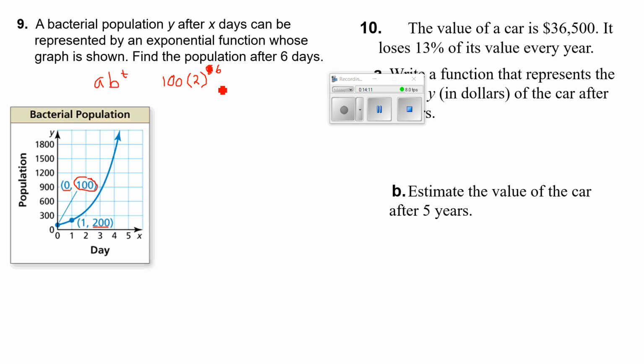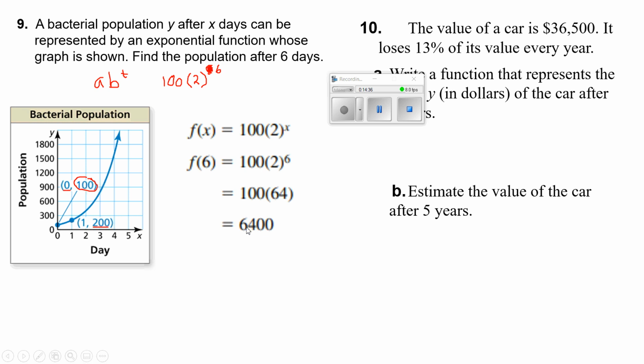Let's see. Well, this would be 4 times 4 times 4. That's 16 times 4. Actually, 64. And then we multiply it to 100. That's going to be 6,400. We got 100 times 2 times X. We're turning X to 6. That's going to give us 64. And this is going to be 64 with 2 zeros afterwards, 6,400. All right. Now let's go to 10.